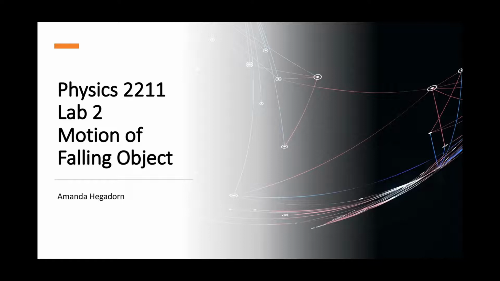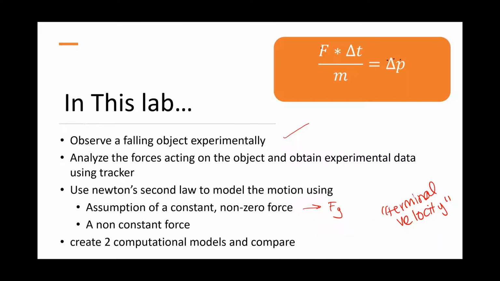Hey Physics 2211! In this lab, we're going to discuss Newton's second law, or the momentum principle, in order to analyze the motion of a falling object. To review, Newton's second law is also called the momentum principle. This means that the change in an object's momentum is equal to the force times the change in time over m, remembering that momentum is the tendency for an object to resist change in motion.